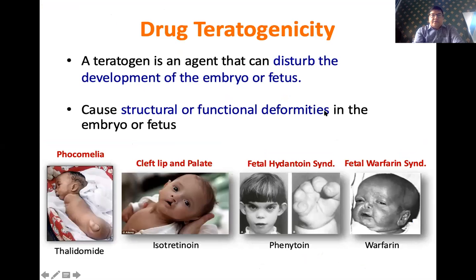So the drug teratogenicity: a teratogen is an agent that can disturb the development of the normal embryo or the fetus, and it can cause structural or functional deformities in the embryo or the fetus. So the common drug teratogenicity, as I have told, of thalidomide, phocomelia, isotretinoin leads to cleft lip and palate. Then fetal hydantoin syndrome by the use of the drug phenytoin. Then the warfarin syndrome caused by the use of warfarin.